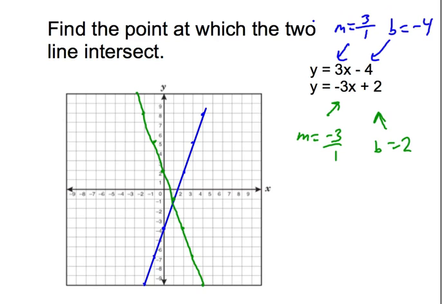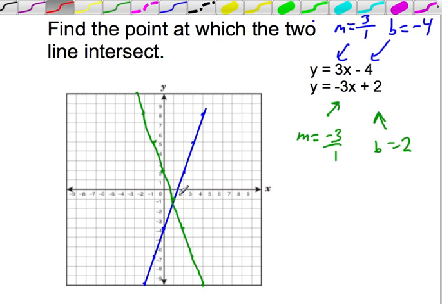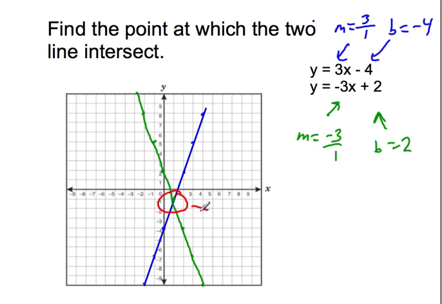Alright, they intersect at this point right here, which is the point 1, -1. Okay, so that's the solution to this system of equations, 1, -1.